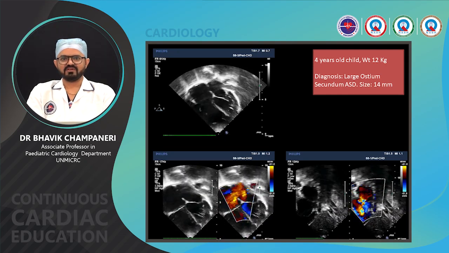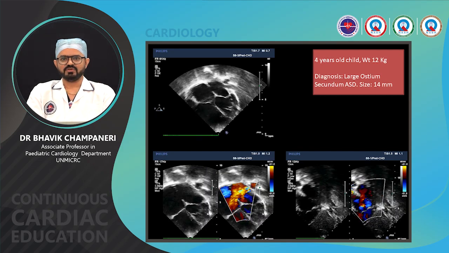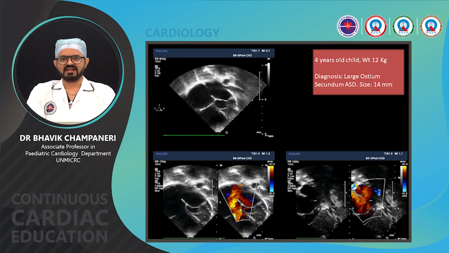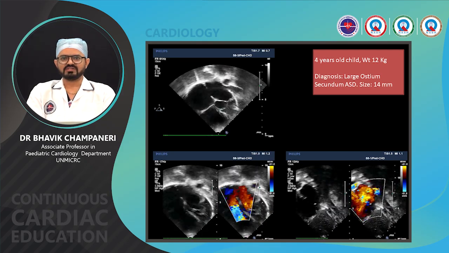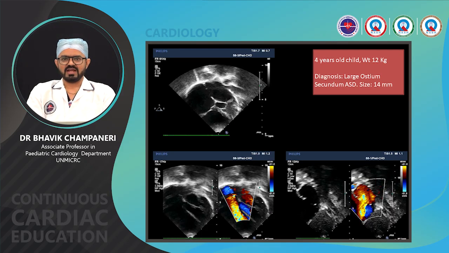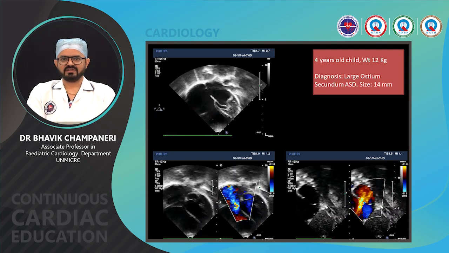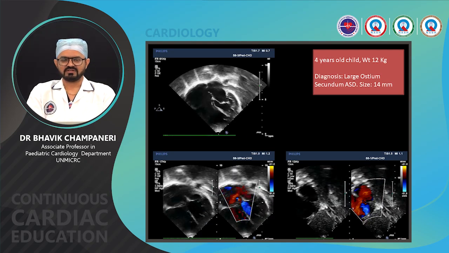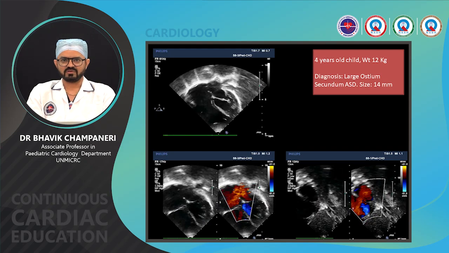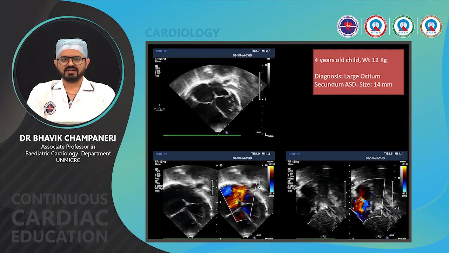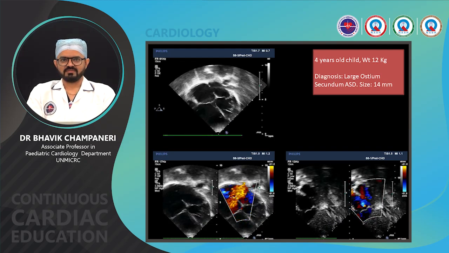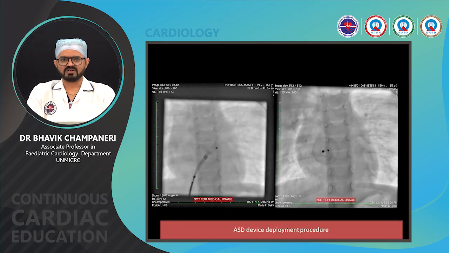This is a bicaval view where you can see your SVC rim, which is on a superior aspect where SVC is there, and this is your IVC rim. So this is a patient where your IVC rim, SVC rim, mitral and posterior rims are adequate. So this is an ideal candidate for a device closure. The patient was taken into cath lab and underwent an ASD device closure.